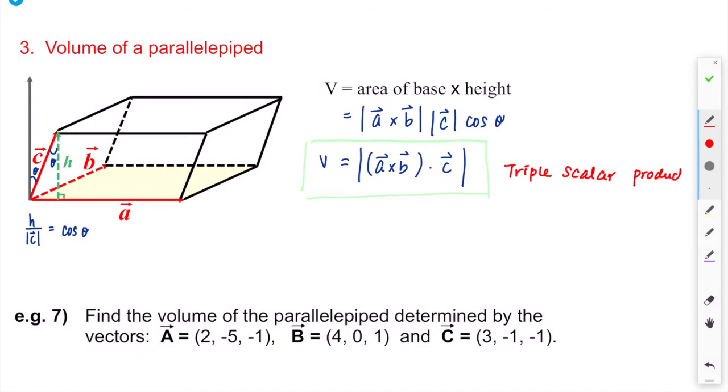And as you can see, because all the faces on a parallelepiped are parallelograms, right? So you don't have to go by A cross B dot C. You can actually do A dot C cross B or B dot A cross C. They're equivalent. Magnitude, okay? Like that.